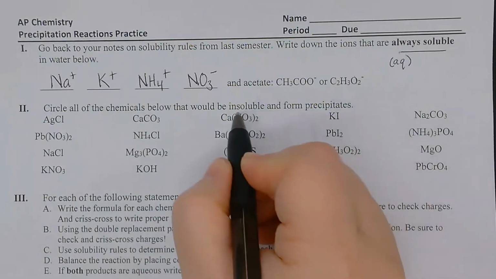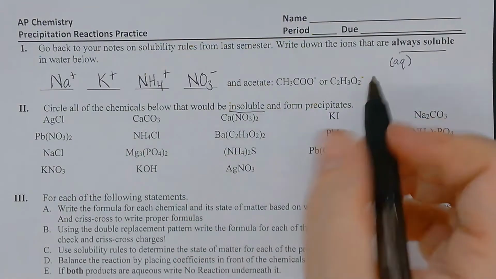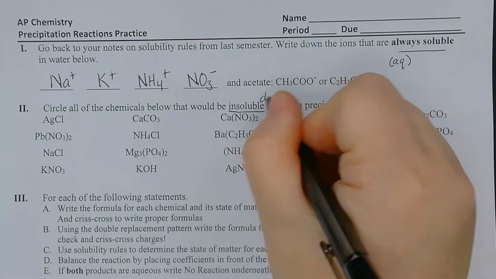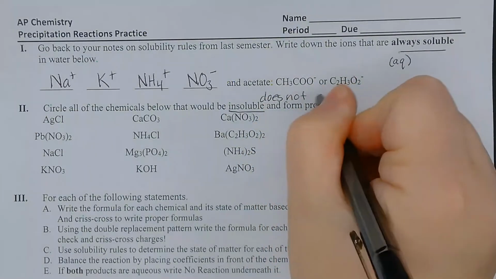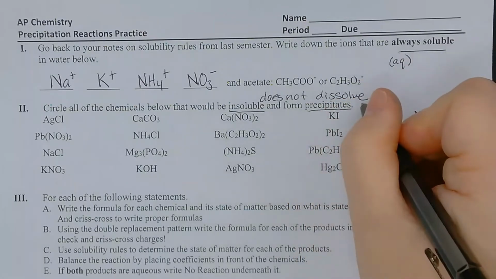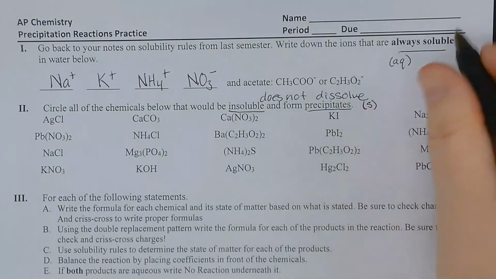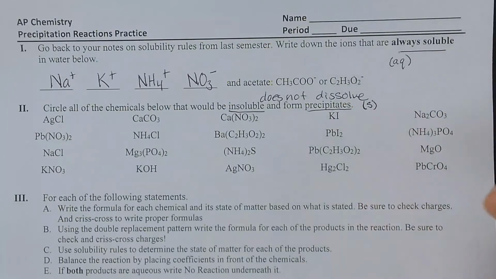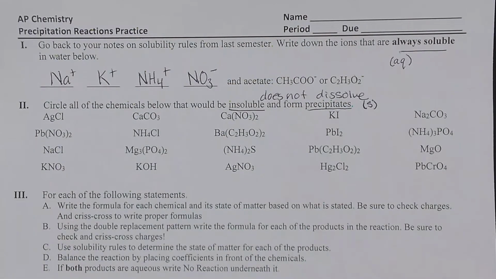Okay, so you're going to go through part 2, and you're going to circle or highlight all the chemicals that would be insoluble. Okay, insoluble means that it does not dissolve and forms what we call a precipitate. A precipitate is a solid. Okay, so it's a solid that comes out of the solution. So we would see it like as little pieces or chunks at the bottom of our container. Okay, it doesn't form a complete solid, but little pieces and chunks. So pause the video, see if you can find all the ones that would be insoluble.